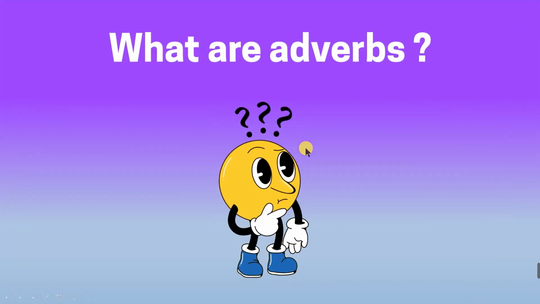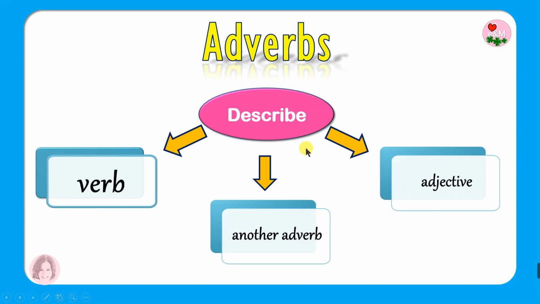So, what are adverbs anyway? The simplest definition is that adverbs are words that are used in sentences to describe or modify a verb, or adjective, or even another adverb. Now, let's look into each of the three modifications with some examples to make things clear. How does an adverb describe a verb?